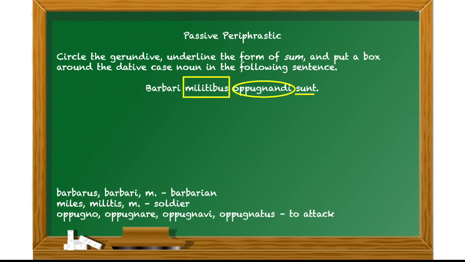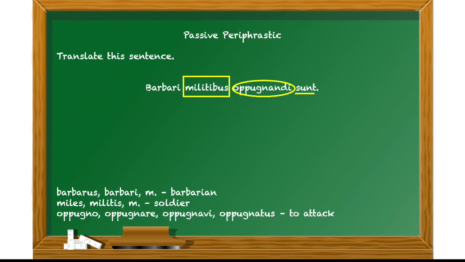You should have circled oppugnandi. It's the gerundive modifying barbari. Underline sunt as the form of sum, and put a box around militibus, the dative case noun. And as before, go ahead and see if you can translate this.